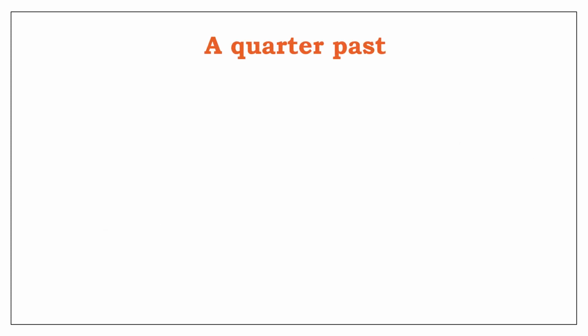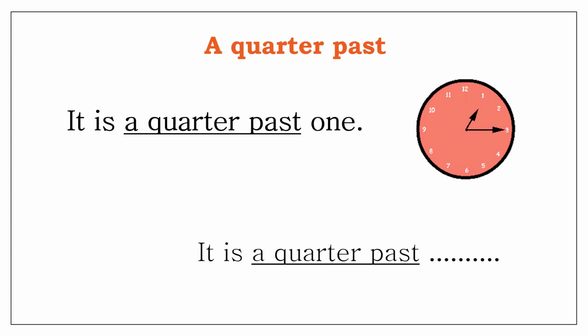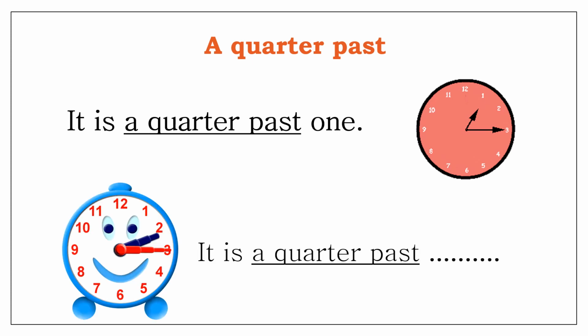Next, a quarter past. Remember that a quarter past means that the long hand is pointing to 3. Okay, so the first picture is showing a quarter past 1. 1:15. And the next, it is a quarter past 2.